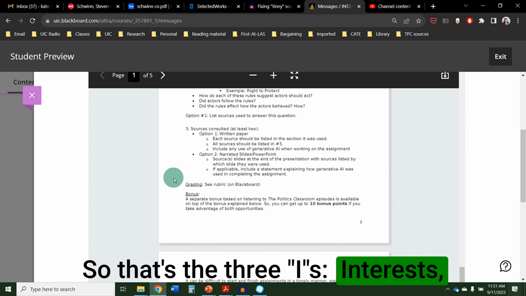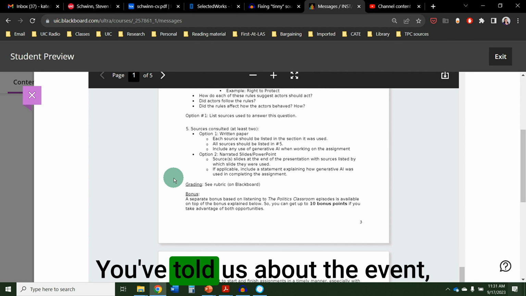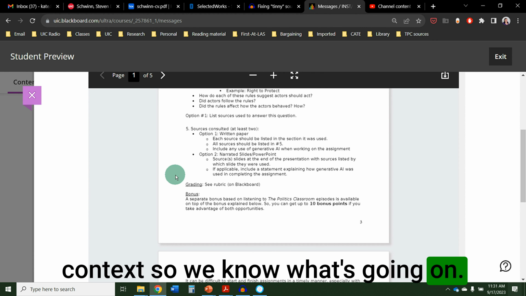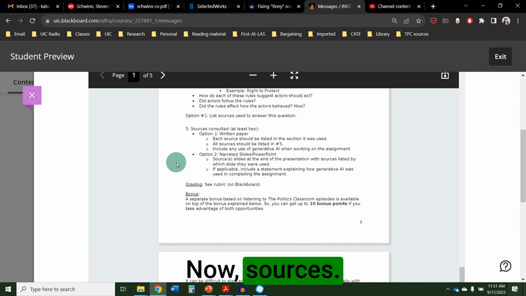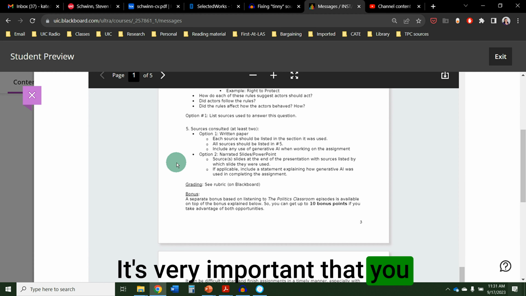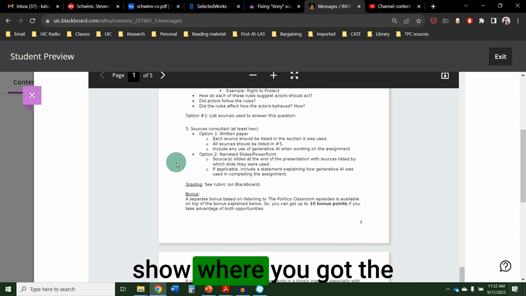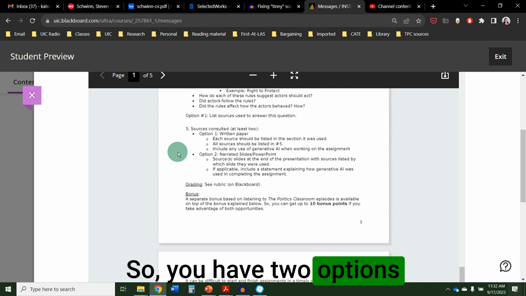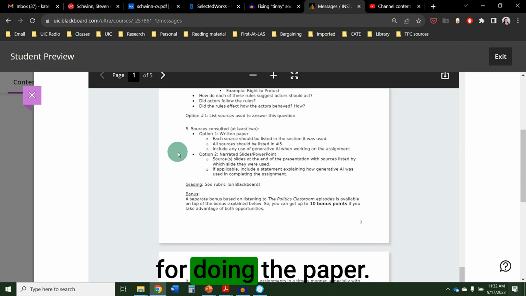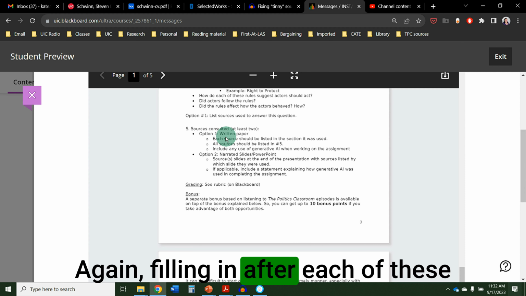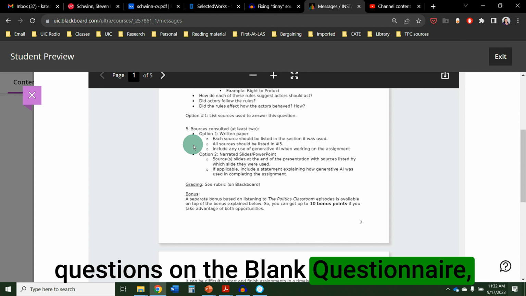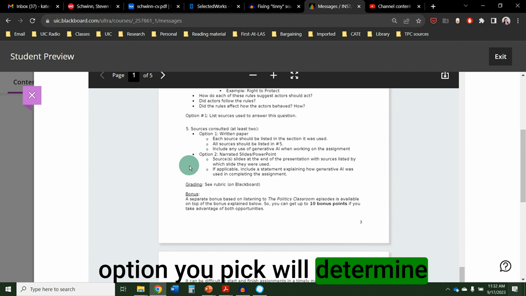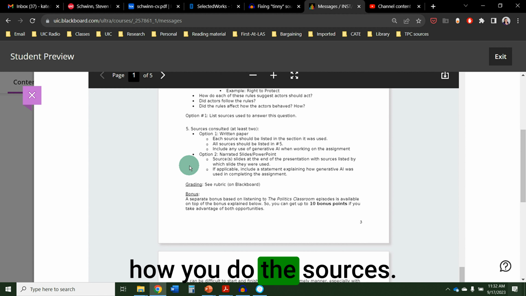So that's the three I's: interests, interactions, institutions. You've told us about the event, including the date, and enough context so we know what's going on. Now, sources. It is very important that you show where you got the information that you did. So you have two options for doing the paper. Again, filling in after each of these questions on the blank questionnaire, and a narrated PowerPoint. And depending on which option you pick will determine how you do the sources.